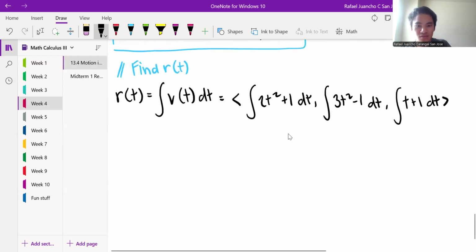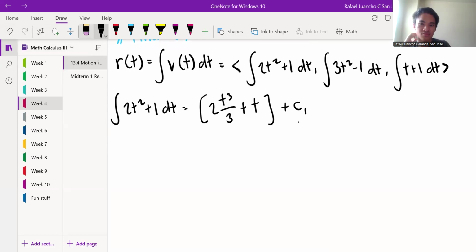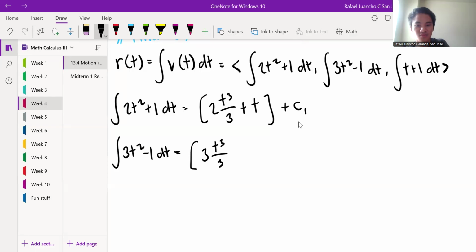Okay, let's do it one by one. So we got the integral of 2t squared plus 1 dt. Well, this is 2 t cubed over 3 plus t. And then I add a constant. And then for my next one, the integral of 3t squared minus 1 dt. So when I integrate, I have 3 t cubed over 3 minus t. And I have c2.